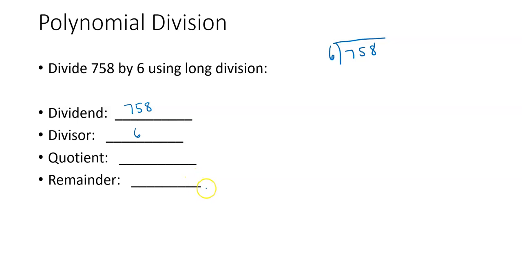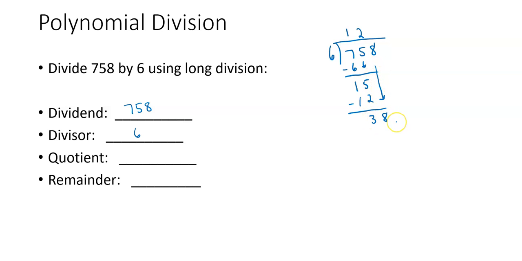All right, so the first thing we do is we take the 6 on the outside. Is there at least one group of 6 in the first digit? Yes. 7 divided by 6 is 1. 1 times 6 is 6, and we subtract. So 7 minus 6 is 1. Bring down the 5. Are there groups of 6 in 15? Sure, there's 2 of them. 2 times 6 is 12, and I subtract. 15 minus 12 is 3.